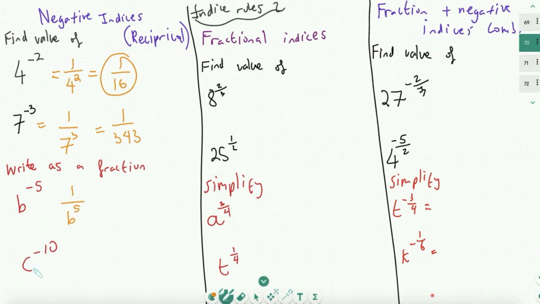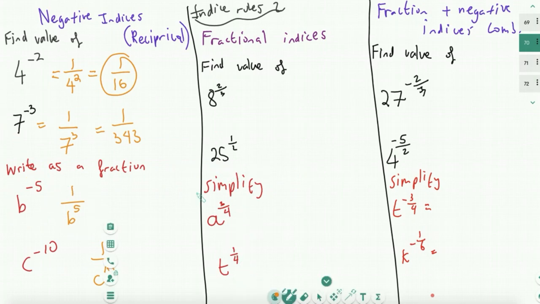Next, same thing. c to the power of negative 10. Negative means inverse. So the opposite of c is c over 1. The opposite of that is 1 over c. And the indice goes at the bottom. And the question was, write as a fraction. So we've turned b to the power of negative 5 into a fraction.